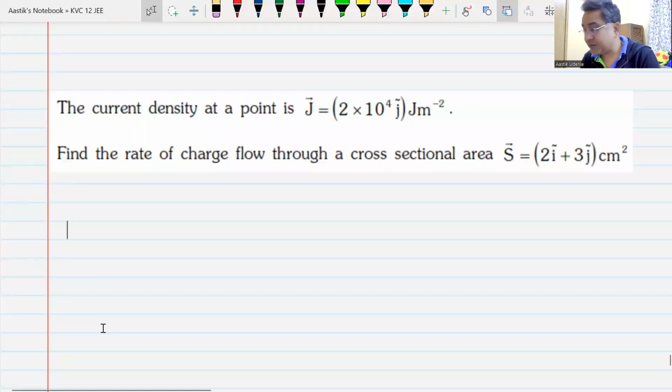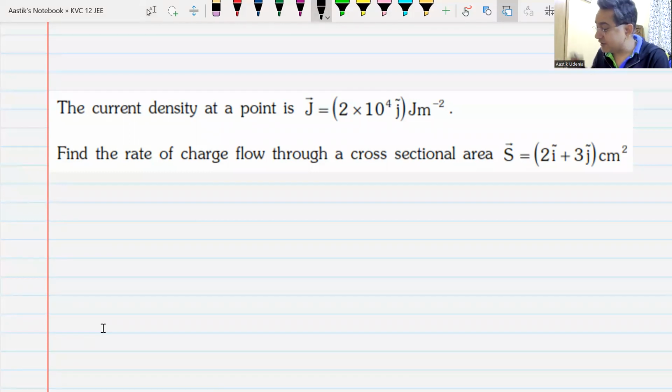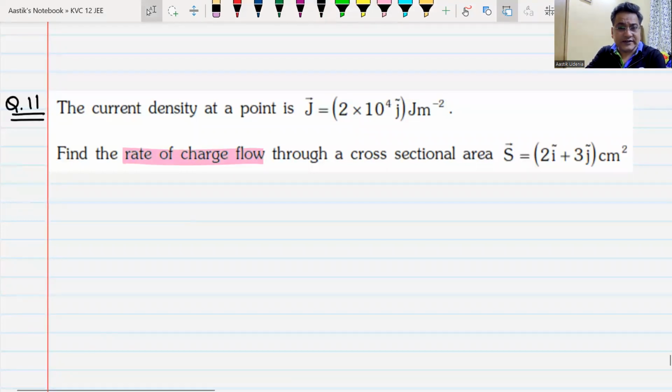The current density at a point is given by this vector. And now you have to find out the rate of charge flow, whatever this is, you have to find out the value of this thing. You have 2 minutes to show your talents.